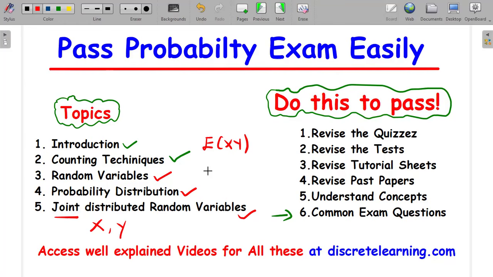So that's what you need to do. Solve the quizzes and the tests. Some of you overlook the quizzes, but you find that the same question in the quiz is the one that will come in the exam. Number two, I've talked about quizzes and tests.